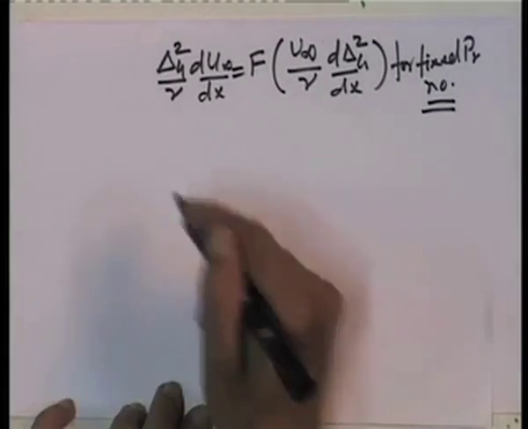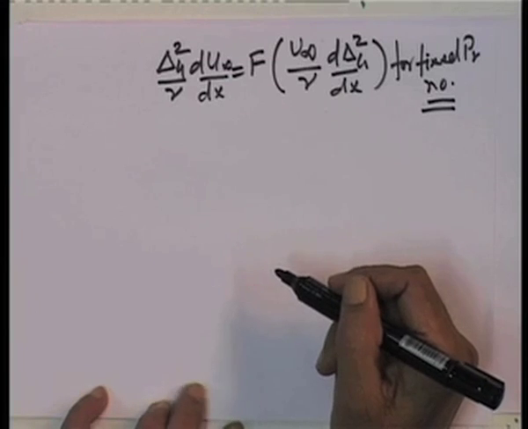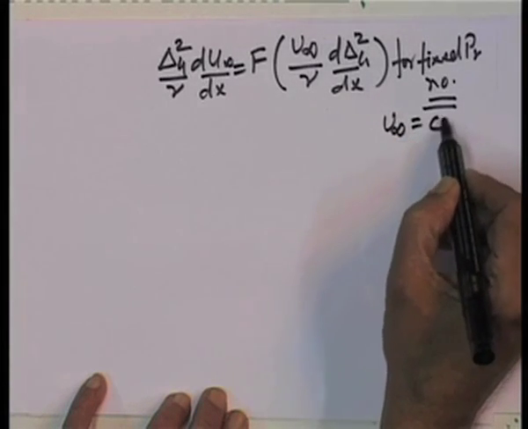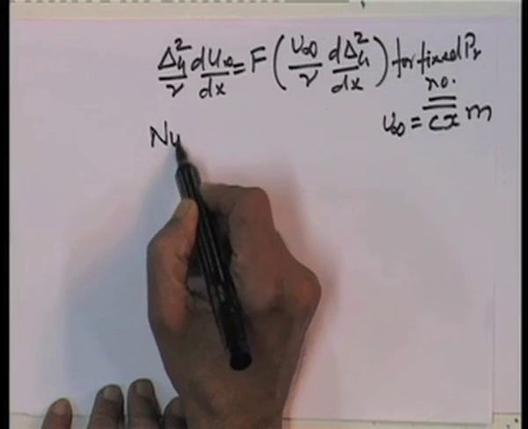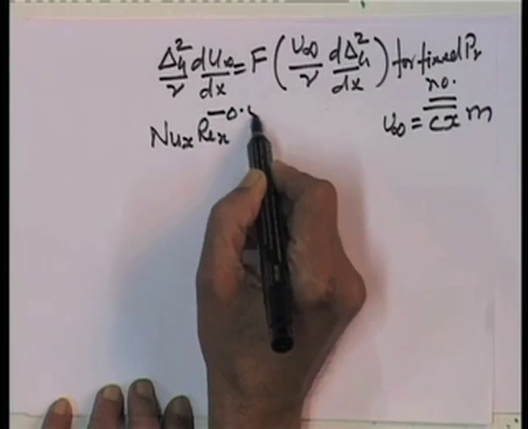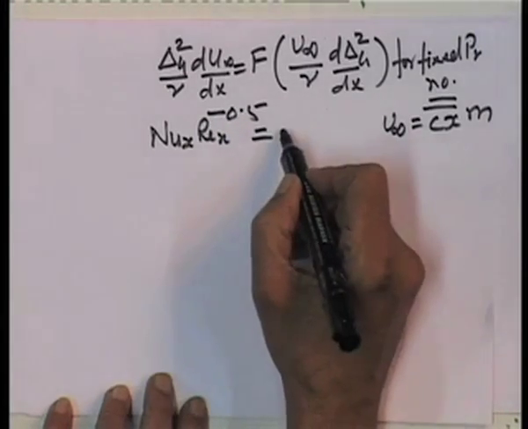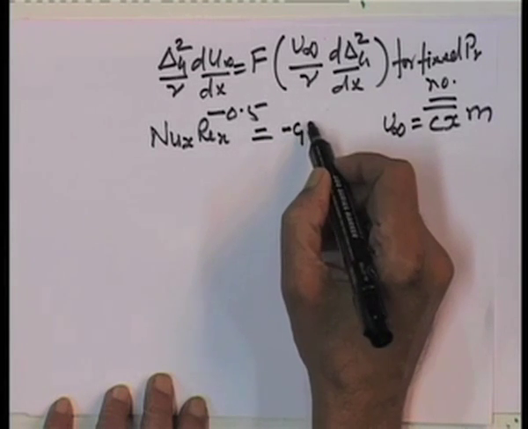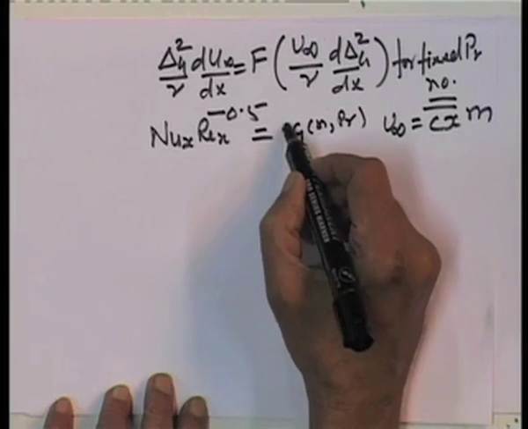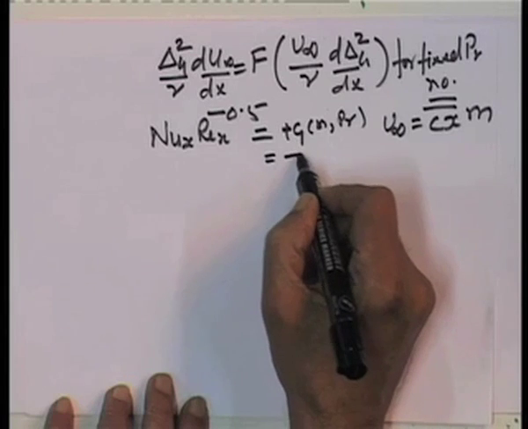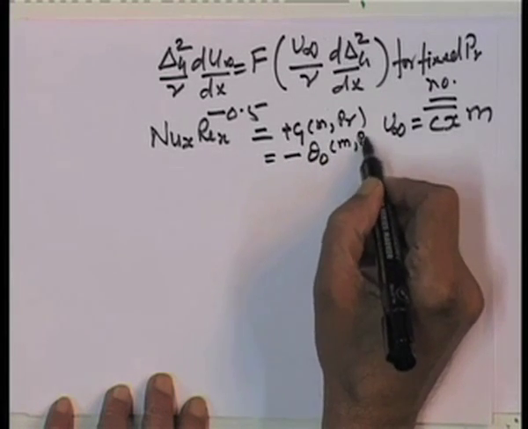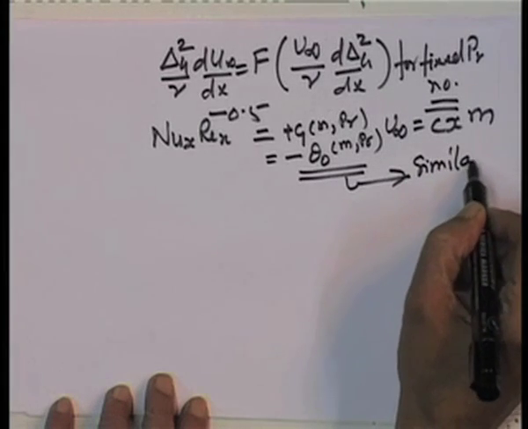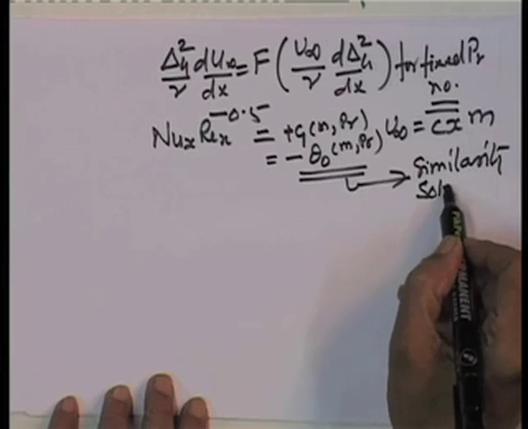Now, of course, this functional must hold for wedge flows as well, for which u infinity is equal to C x raised to m and Nu x Re x to the power of minus 0.5 is equal to minus C 1 m Prandtl. Sorry, plus C 1 m Prandtl or equal to minus theta 0 m Prandtl. These are the similarity solutions. These are known to us.